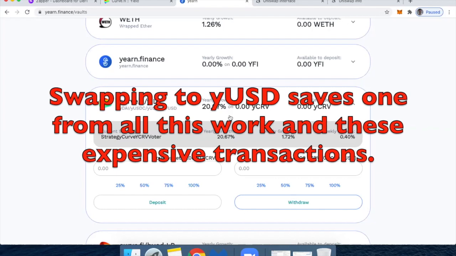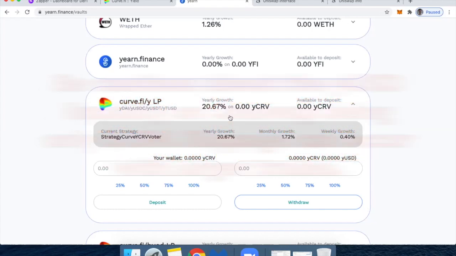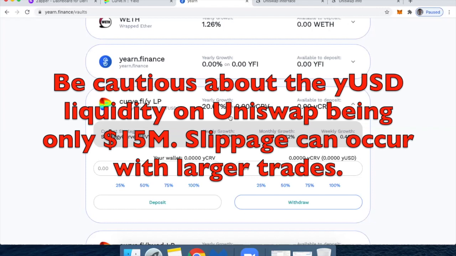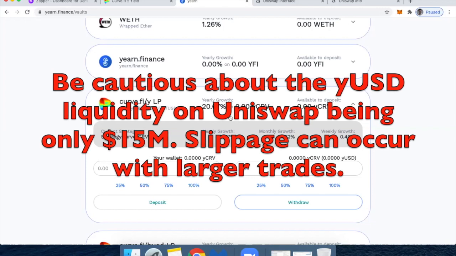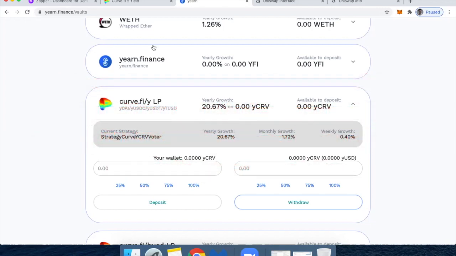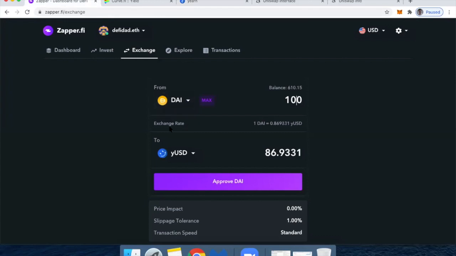That's why yearn is so popular. It makes yield farming 1 or 2 clicks, and that's really powerful. What we try to do at Zapper is similarly automate and simplify the ability to gain exposure. And so I'm going to show you how much it costs for me to trade from DAI to yUSD.